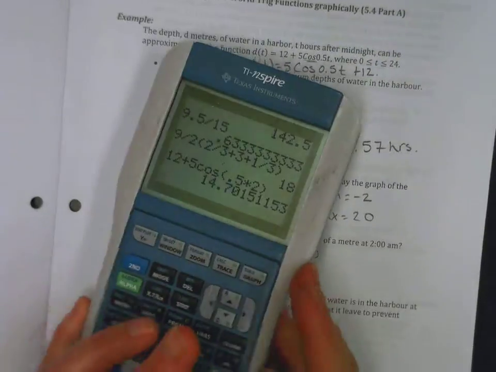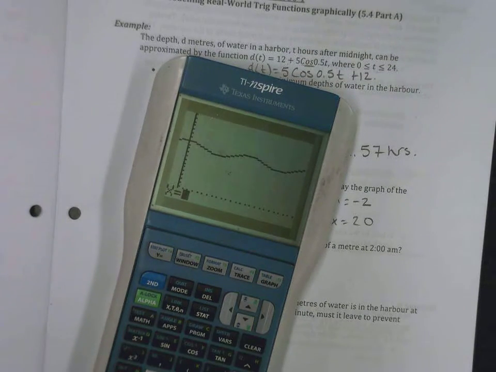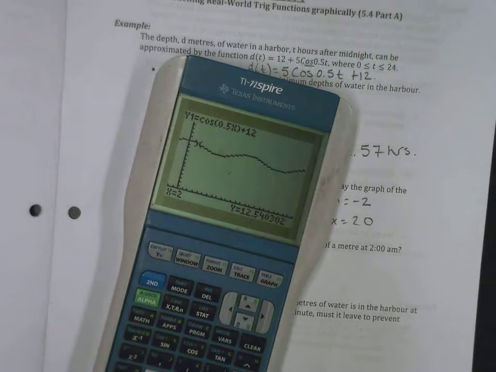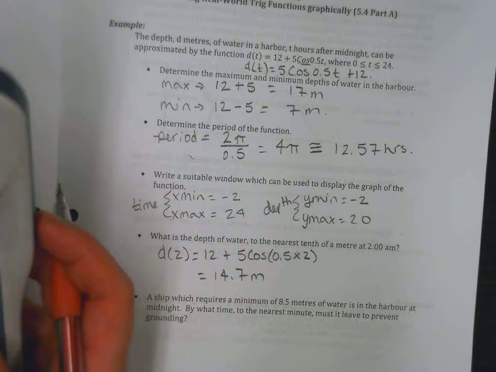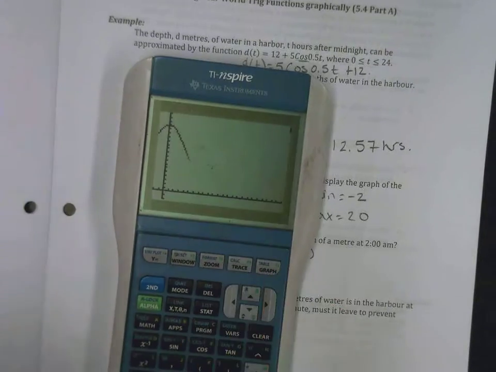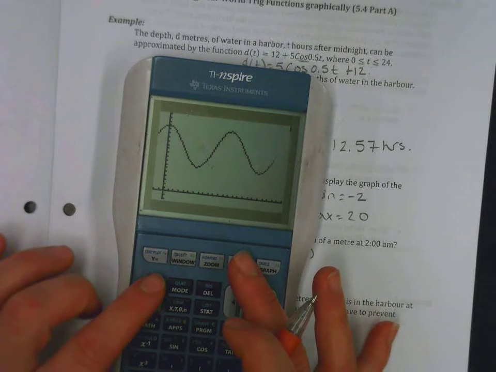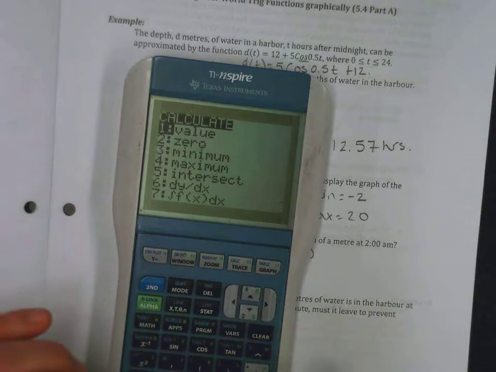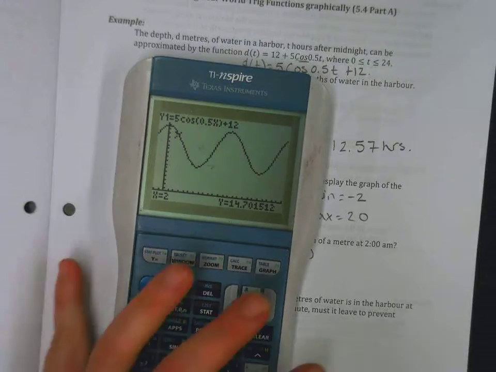You could also do this graphically on your graph by going second trace, number 1 for value, typing in 2 hours, and getting that same value. 12.5. That does not seem right, so let's see what we did wrong here. Oh, my equation is still wrong. So let's try this one more time. Second trace, number 1 for value, 2, there we go, 14.7 meters.